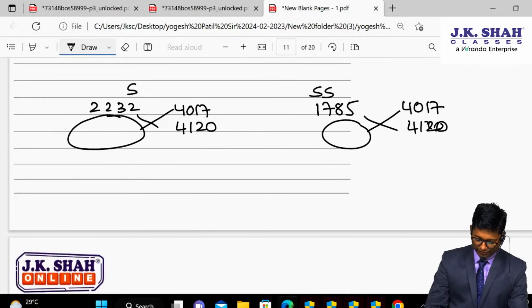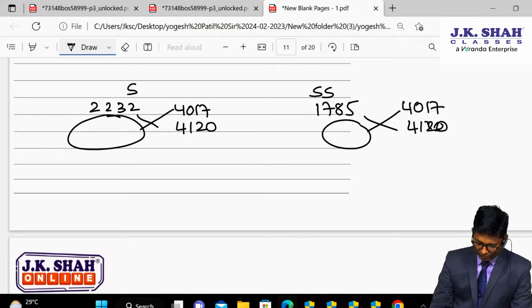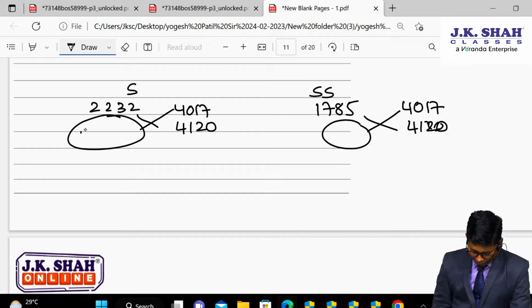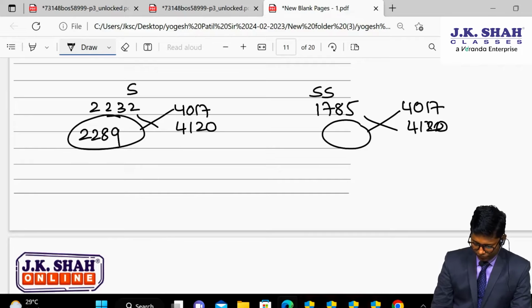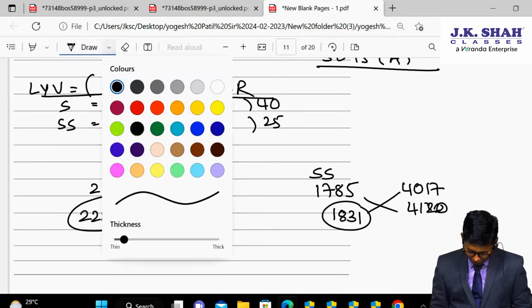Let's calculate. 2232 into 4120 divided by 4017 is 2289. 4120 into 1785 divided by 4017 is equal to 1831. So these are the hours which you need to substitute here.